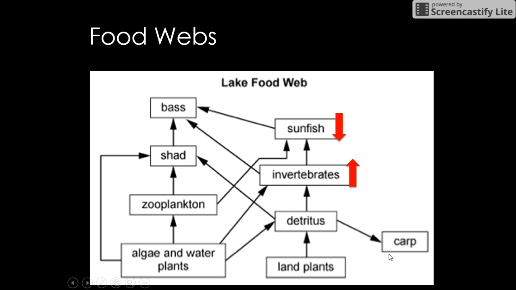Well, first of all, this is going through something else. But if we decrease the sunfish, that's totally going to increase our invertebrates. Also, if we increase this food, that will also increase our invertebrates, but that's not one of our answer choices. If we remove the carp, if we get rid of the carp, that is going to increase our invertebrates because they are competing against each other.